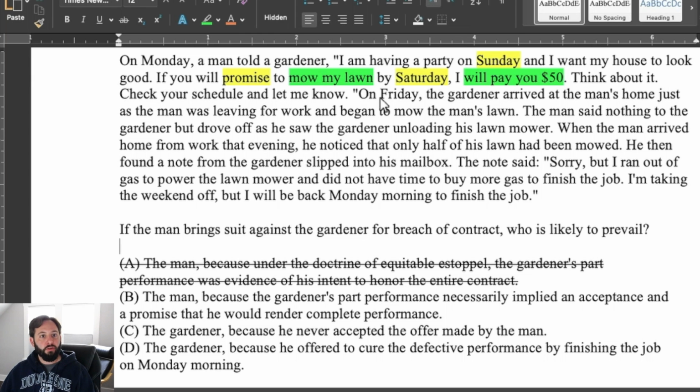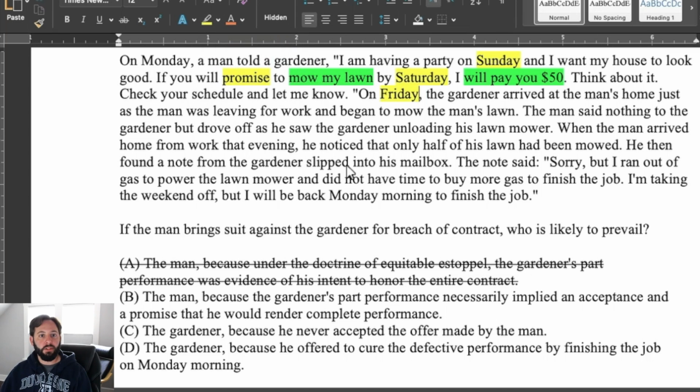All right, think about it, check your schedule, and let me know. Well, this is important because it means that the power of acceptance survives the duration of this conversation. And check your schedule and let me know sounds like it's inviting a promissory acceptance, meaning it seems like it's inviting the gardener to accept by letting him know, by promising to pay. But that's not what happens.